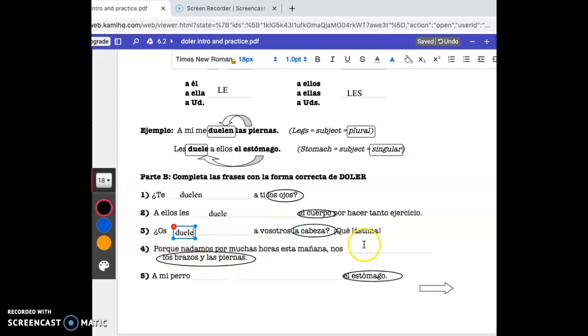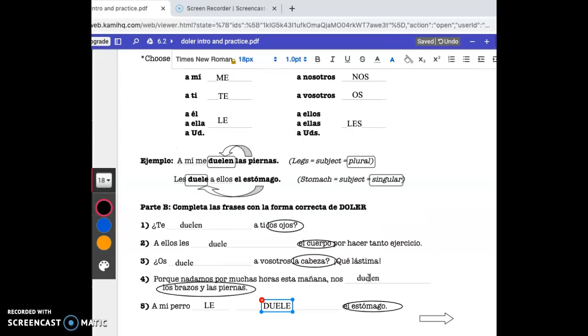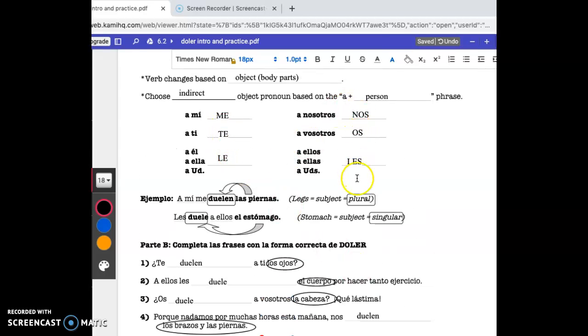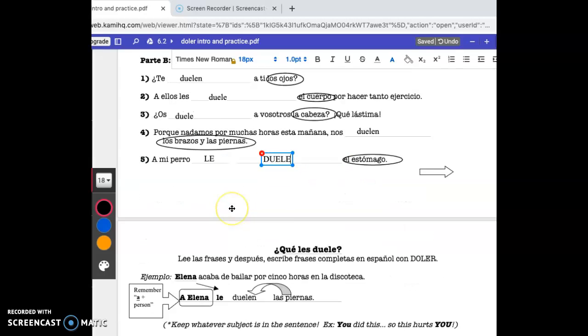In número 4, we filled in duelen, not because we swam, a group of us, but because our arms and legs are hurting. And here, my one dog, his stomach's hurting him. I actually put spots for 2 pieces. So we have to fill in le for the a mi perro and duele for the estómago. So doler functions like gustar, and that you use all the indirect object pronouns you see above, me, te, le, nos, os, les, and then you fill in duelen or duele.